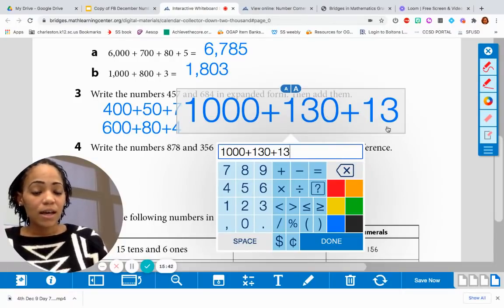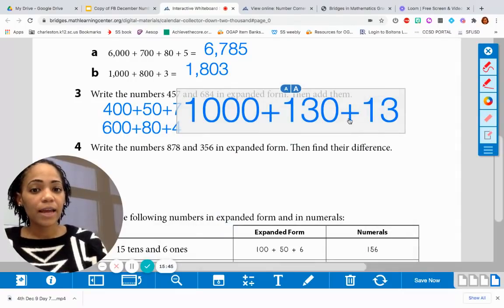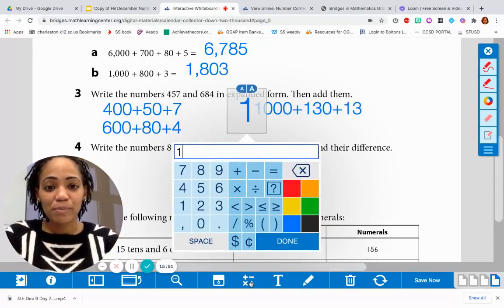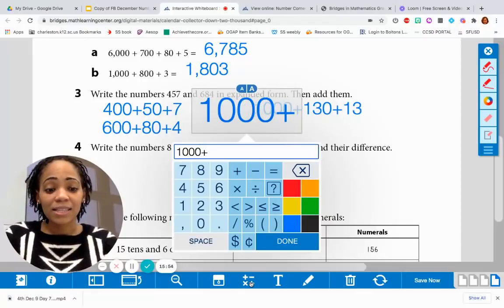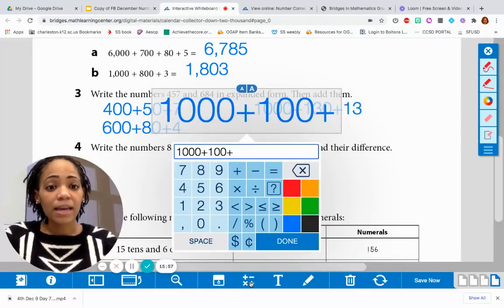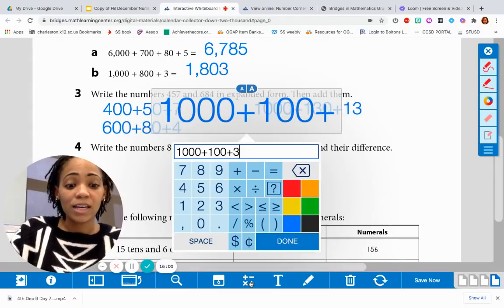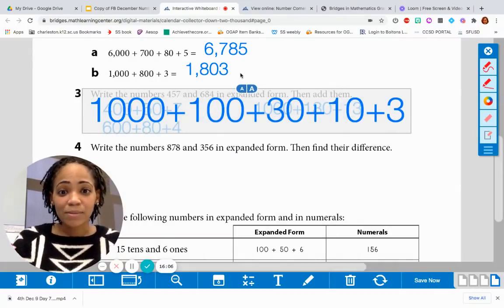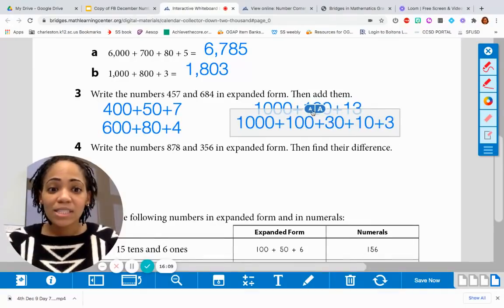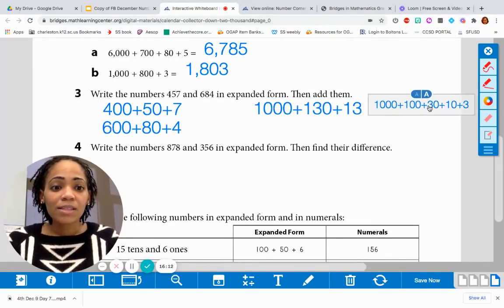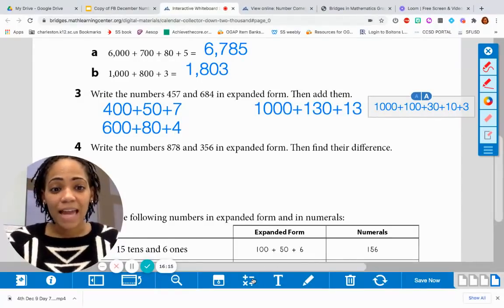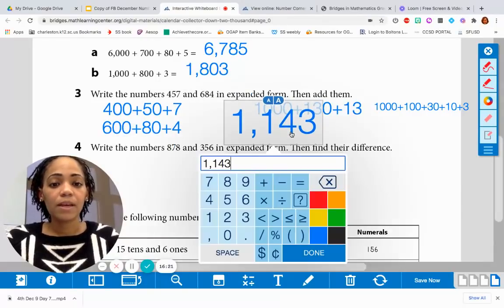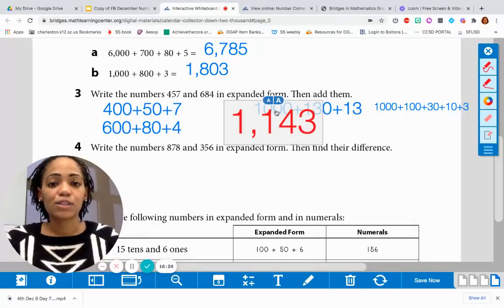Really, I could break this down even further, and I could say that it is kind of like we did yesterday with our problem string with money, remember? So I could actually say that this is 1,000 plus 100. So I break up my 130 into 100 plus 30 plus 10 plus 3, and I broke up my 13. Do you see it now? Does it make it even more clear? So what's the answer? It is 1,143. That is the answer. 1,143. Hopefully you got that. Okay? And I'm going to put it in red because that is our answer.